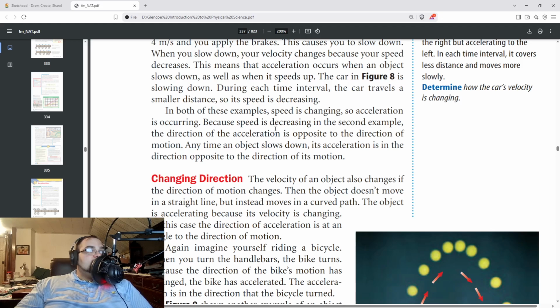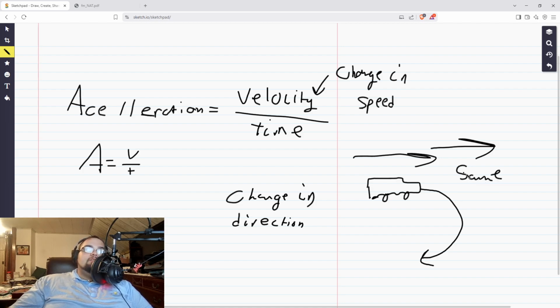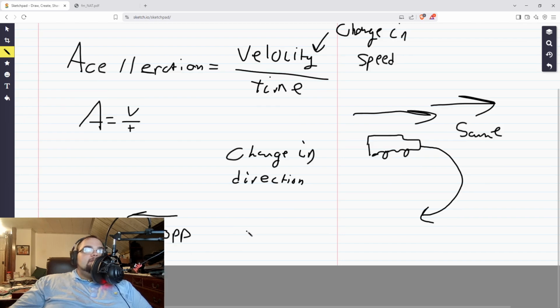Because speed is decreasing in the second example, the direction of acceleration is opposite to the direction of motion. Anytime an object slows down, its acceleration is opposite to the direction of its motion. So you have an object going forward and it speeds up, so it's in the same direction. Positive acceleration. You have an object going forward and it starts to slow down. They are in opposite directions. They're opposites. And so, you can't really see that. Since they're opposites, here, I'll draw it right here.